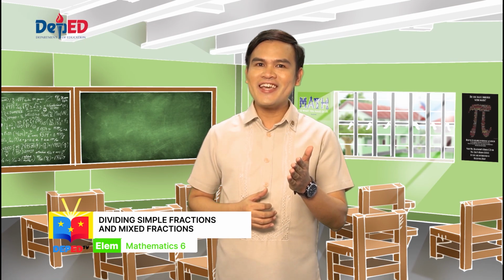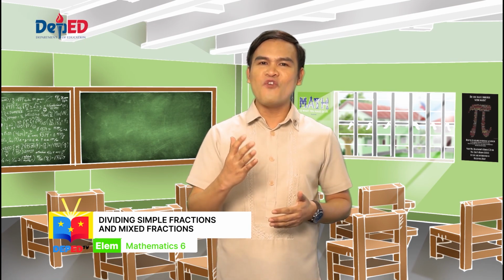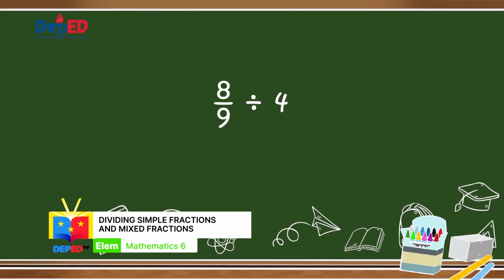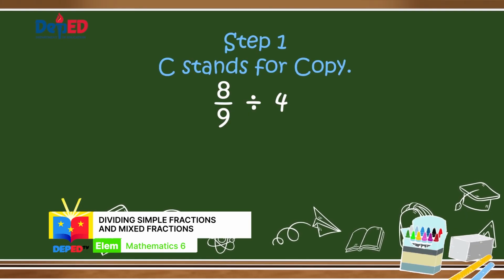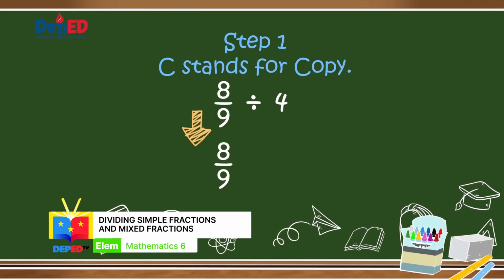Do you want another example? Let's go for example number 2. Example number 2. Divide 8 ninths by 4. Let's follow the CCF. 8 ninths divided by 4. Step 1. Copy the dividend 8 ninths.